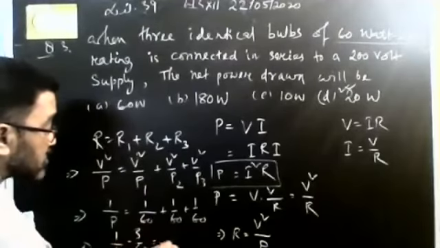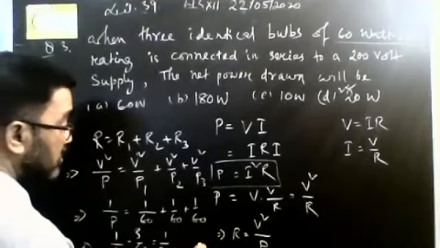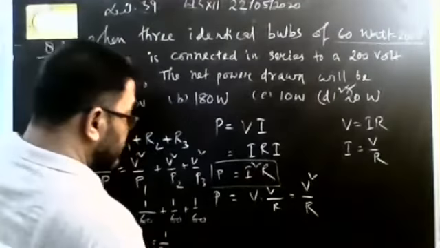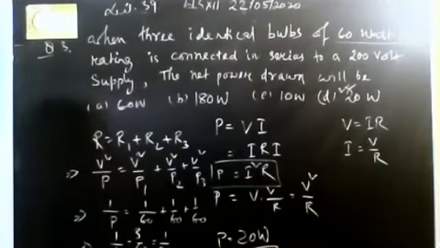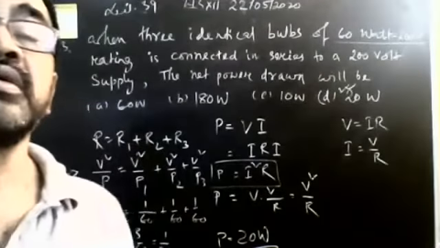3 by 60 is equal to 1 by 20. So P is equal to 20 watt. What is the unit of power, right?